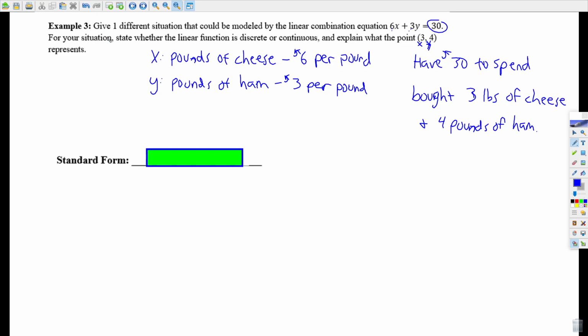The last thing we have to discuss is whether this is a discrete or continuous one. I tried to come up with one that would be continuous. Can you think about why? You don't have to buy a whole pound, right? When they weigh it, it can come up to whatever decimal point. So you can have a partial amount of a pound to combine and get $30. You don't have to buy 1 pound at a time. So this is actually a continuous example. So it's continuous.